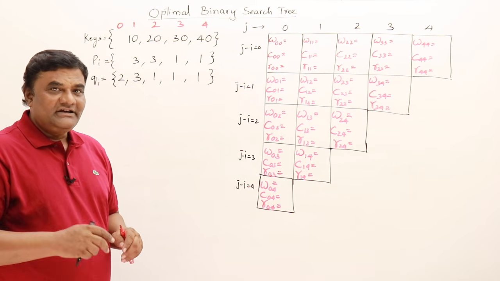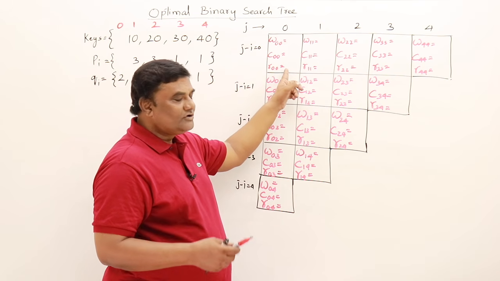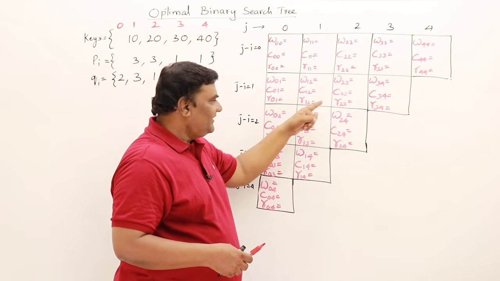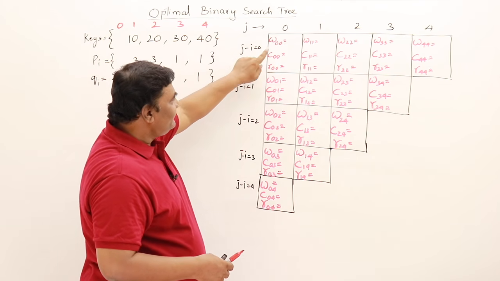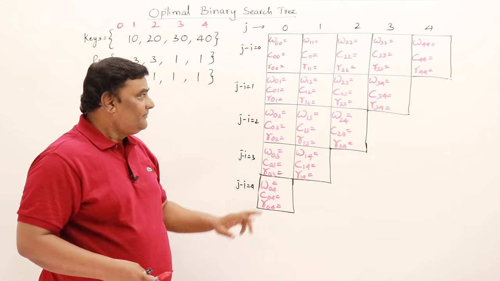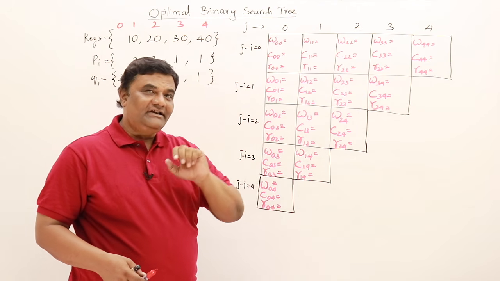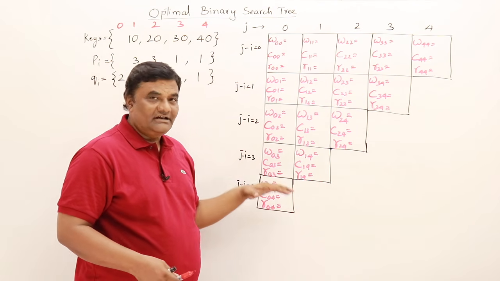Now, for solving, as I told you in the approach, I have taken all the values, the weight and the cost and the root, who should be a root. So all these values are filled here. And this is 0, 0, 1, 1, 2, 2, 3, 3, 4, 4. Difference between i and j is 0. Then 0, 1, 1, 2, 2, 3, 3, 4. Difference between i and j is 1, and then 2 and 3 and 4.